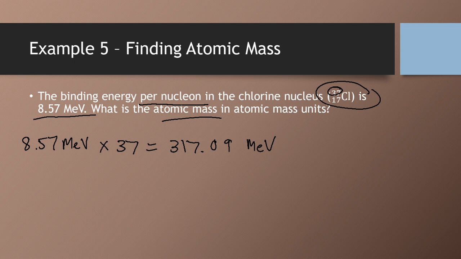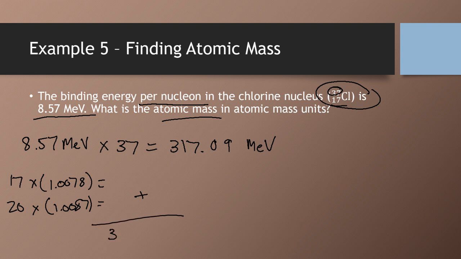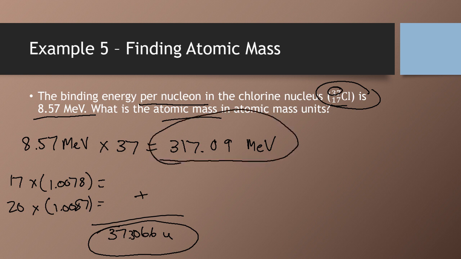Now the process is the same as before. We have 17 protons. We have 37 minus 17, or 20 neutrons. If we multiply those by their masses and add them up, you get 37.3066 atomic mass units. So this is just the 37 nucleons all added up by themselves. When you put them all together in the nucleus, they lose this much energy, 317.07 mega electron volts divided by 931 mega electron volts per u equals 0.3406.